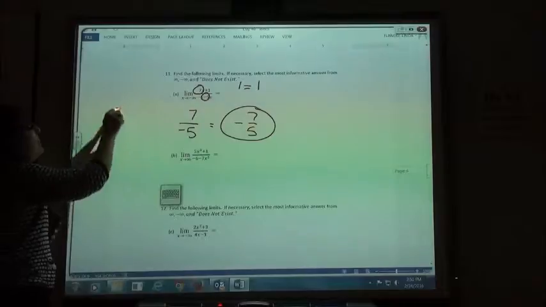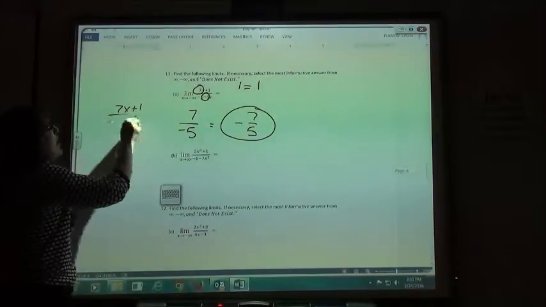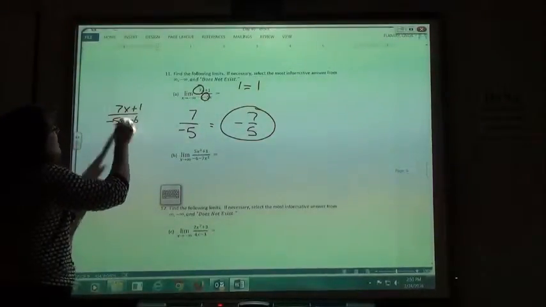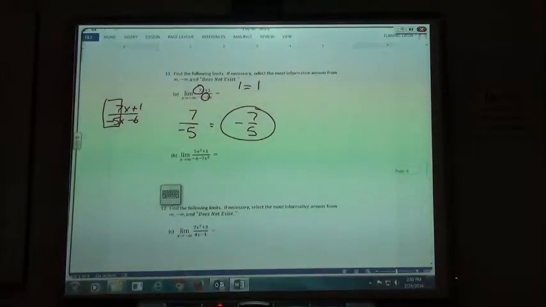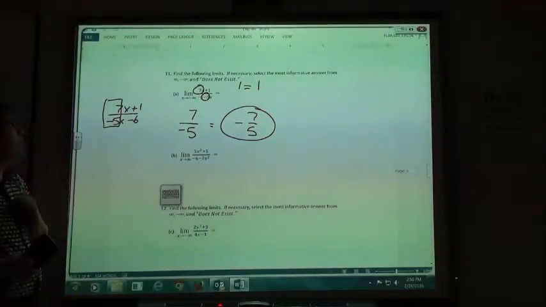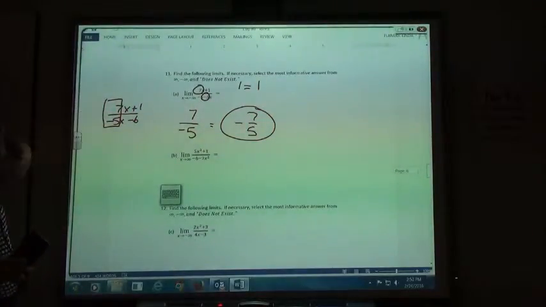If I put that in best form, I'd have 7x plus 1 over negative 5x minus 6. There are my leading coefficients. They're both out in front of my expression. So if the degree of the top is the same as the degree of the bottom, my limit is going to be the ratio of their leading coefficients.